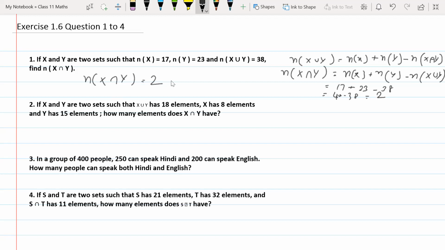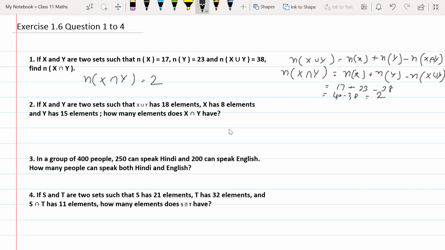The formula is n(X union Y) is n(X) plus n(Y) minus the intersection of both the sets. And for X intersection Y, the first set and the Y set are added, and minus the union of both.